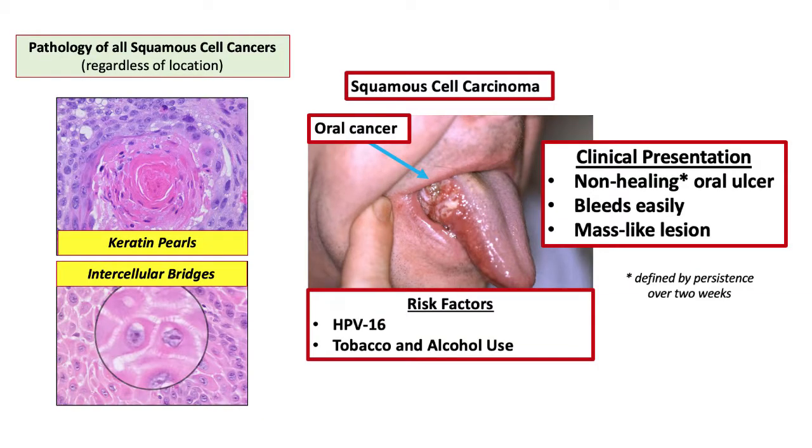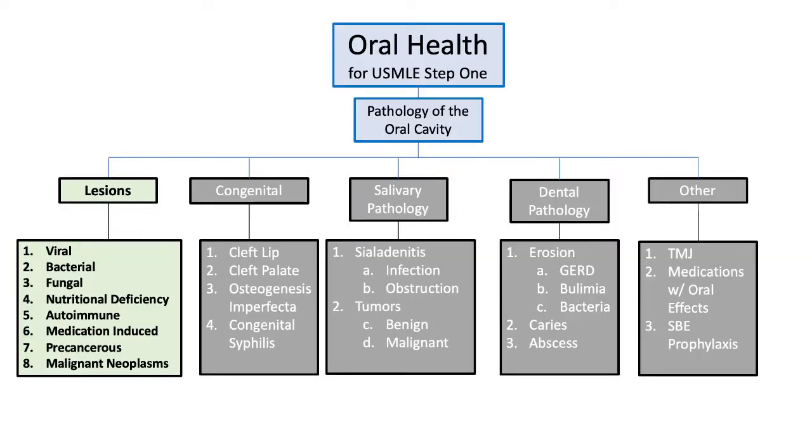You need to be aware of the pathologic description of squamous cell cancer. Whether in the mouth, lung, skin, or esophagus, these lesions will be described by the presence of keratin pearls and intercellular bridges. When they mention or show you a keratin pearl, the vignette is telling you the patient has squamous cell carcinoma. Alright, that was quite a journey.